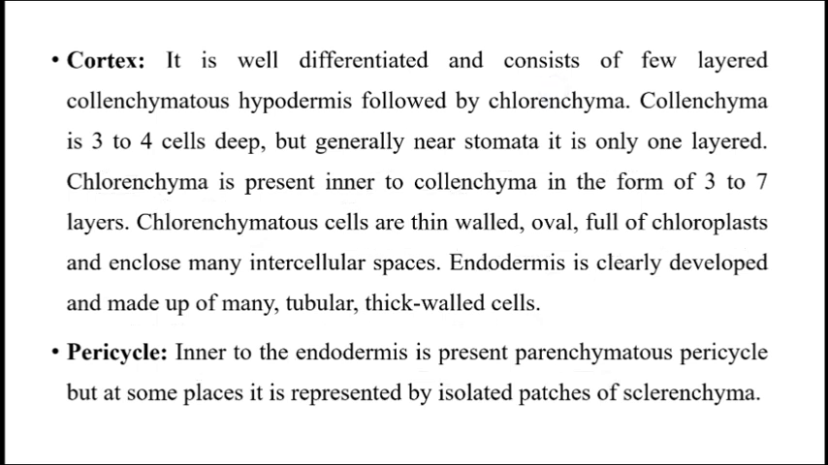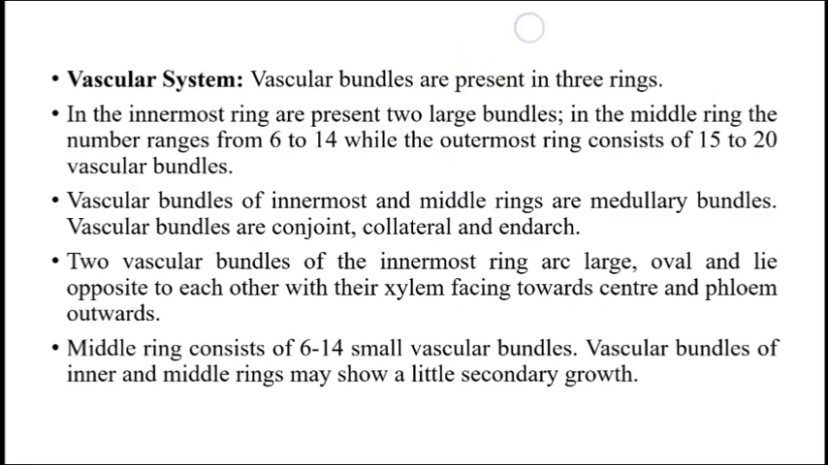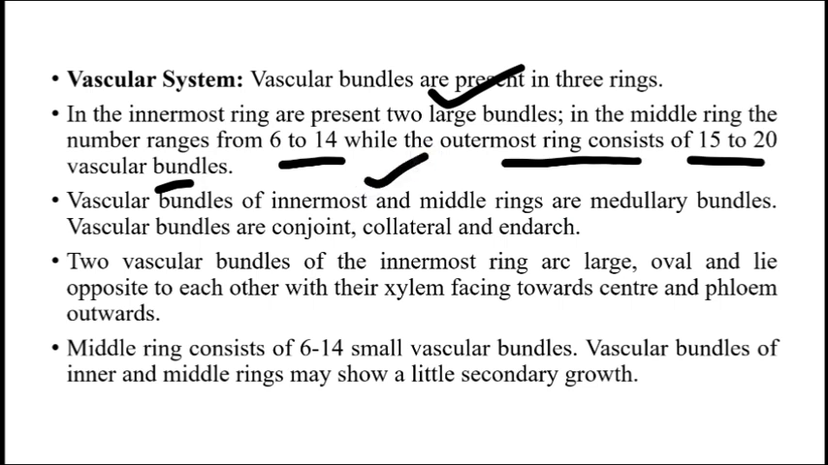Next, the vascular system. Here, vascular bundles are present in 3 rings. Generally, in case of a dicot, 1 ring of vascular bundles is present. Here, 3 rings of vascular bundles are present: the innermost with 2 large bundles, in the middle ring 6 to 14 vascular bundles, and in the outermost ring 15 to 20 vascular bundles. Vascular bundles of the innermost and middle rings are medullary bundles.